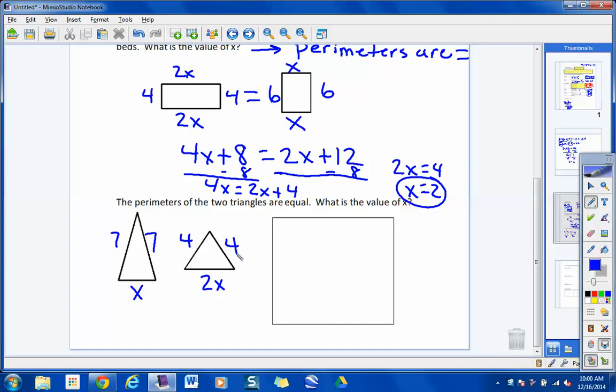It says the perimeters are the same. So the distance around the first triangle is equal to the distance around the second triangle. Put your work in this box right here. Set up the equation, solve. Show me that you know what's going on there. You might have to sharpen this. Go ahead and sharpen that back there.